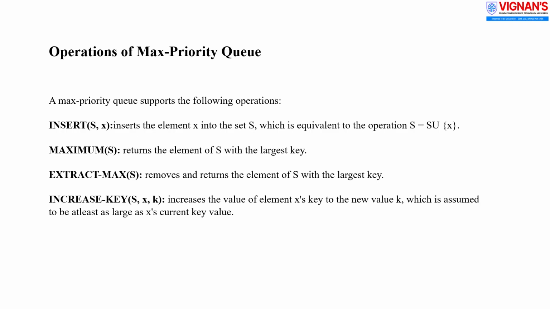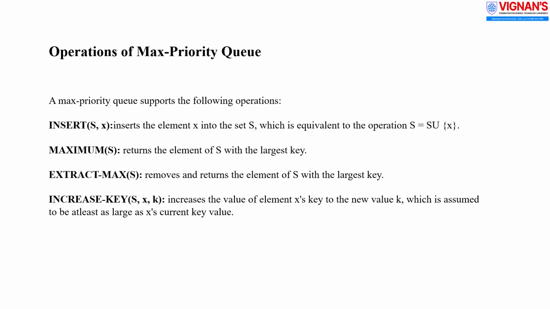Extract max S. This operation removes and returns the element from set S that has the largest key. After removing the maximum element, the queue reorganizes itself to maintain the priority order. This operation is commonly used when the highest priority task needs to be processed.